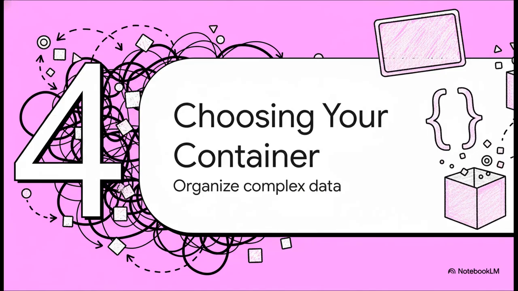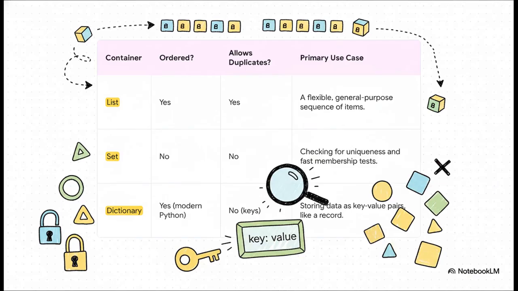So as your programs get more complex, you're not just dealing with one number or one name at a time, you've got collections of stuff, and you need a smart way to organize it all. You need containers. Python gives you three main options here. A list is your flexible general-purpose workhorse. It keeps things in order, and it doesn't care if you have duplicates. Then you have a set, which is all about two things, uniqueness and speed. It won't allow any duplicates, and it is incredibly fast for checking if something is in the collection.